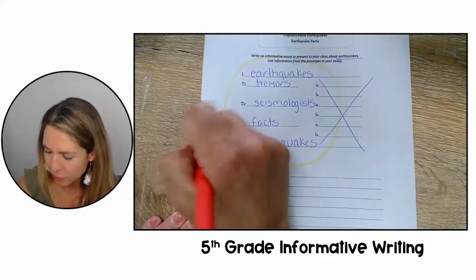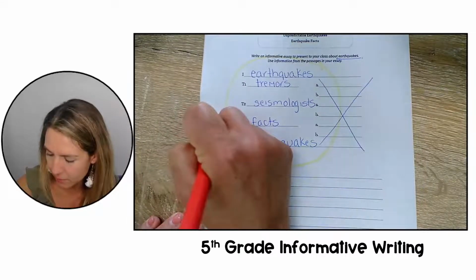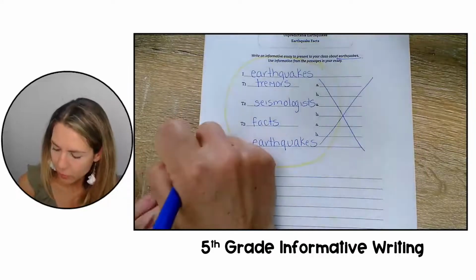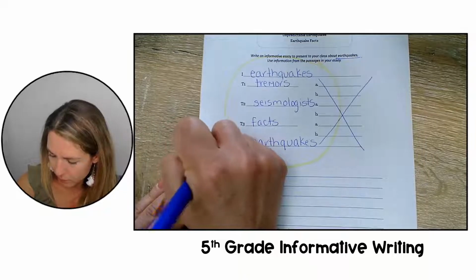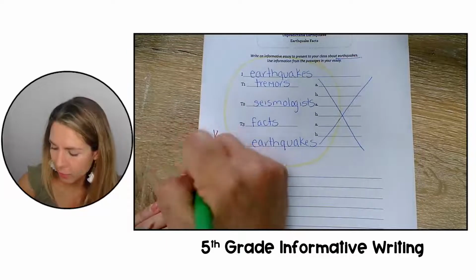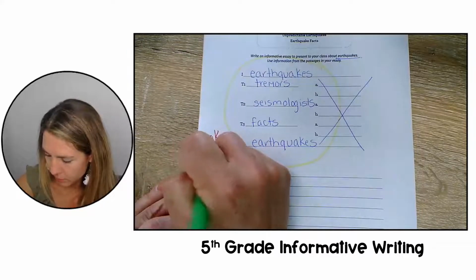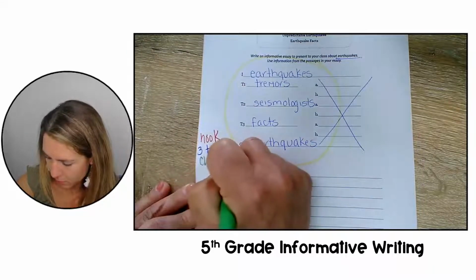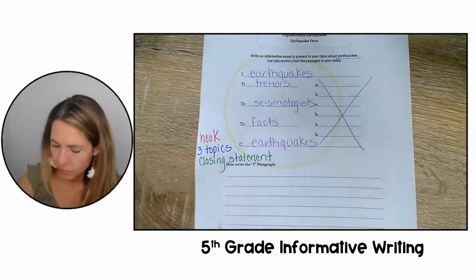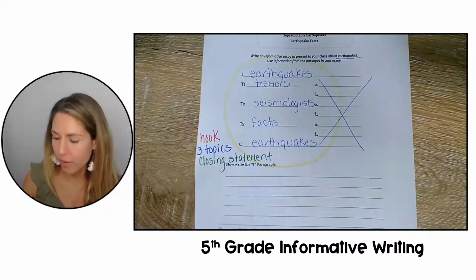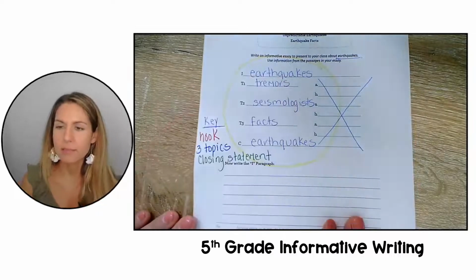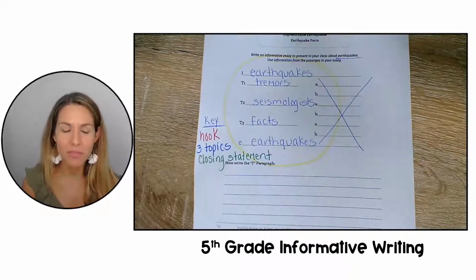So I am going to write the hook today in red, just like I did before. The 3 topics in blue. And the closing statement in green. So this is my key, boys and girls, so that when I write, you will know what each color represents. Okay, so let's begin with our hook.